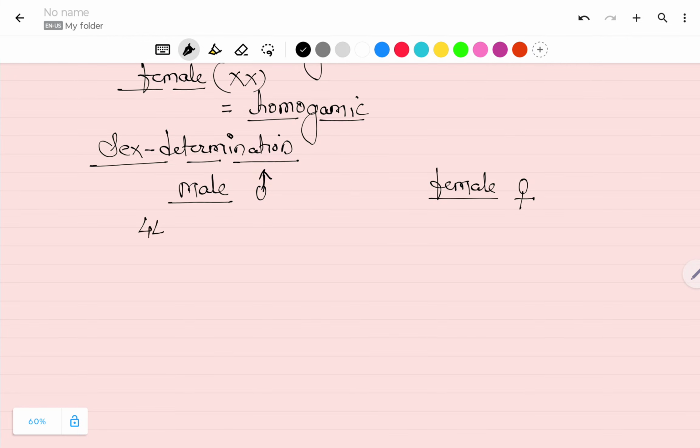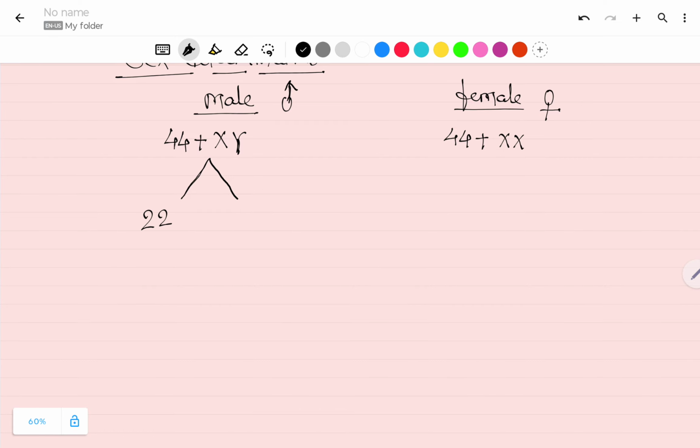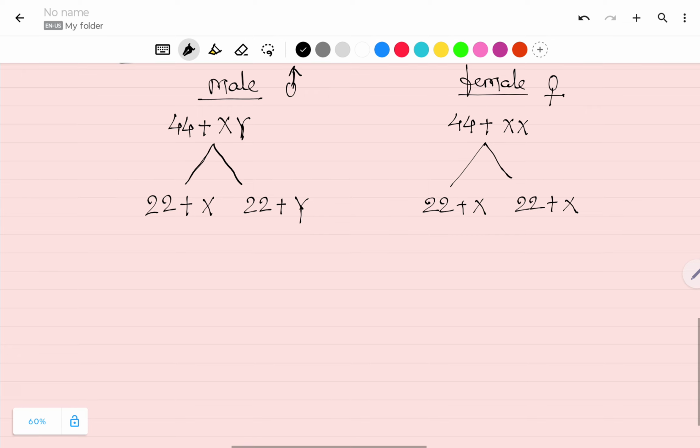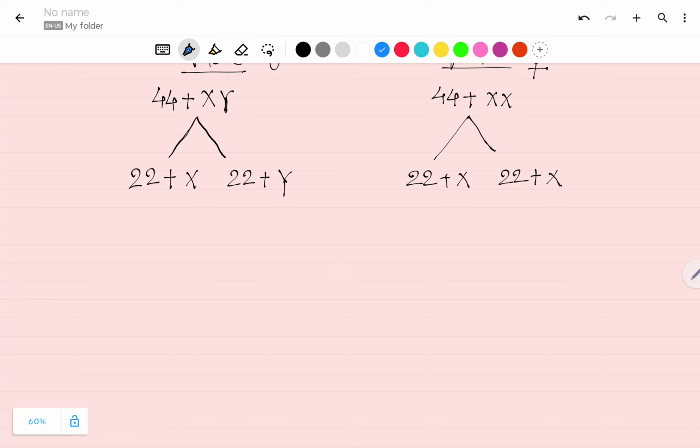Now we write 44 chromosomes of the male with X and Y sex chromosomes, and here 44 chromosomes of the female with X and X chromosomes. Now this chromosome is divided by meiotic cell division, equally divided, giving 22 plus X and 22 plus Y. Here also, 22 plus X and 22 plus X. Now at the time of gamete formation, this X is combined with this X and they form 44 plus X and X.